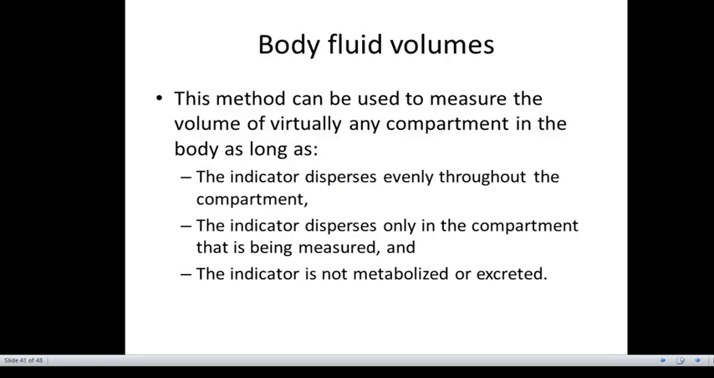This method can be used to measure the volume of virtually any compartment in the body, as long as, number 1, the indicator disperses evenly throughout the compartment. Number 2, the indicator disperses only in the compartment that is being measured. And number 3, the indicator is not metabolized or excreted.